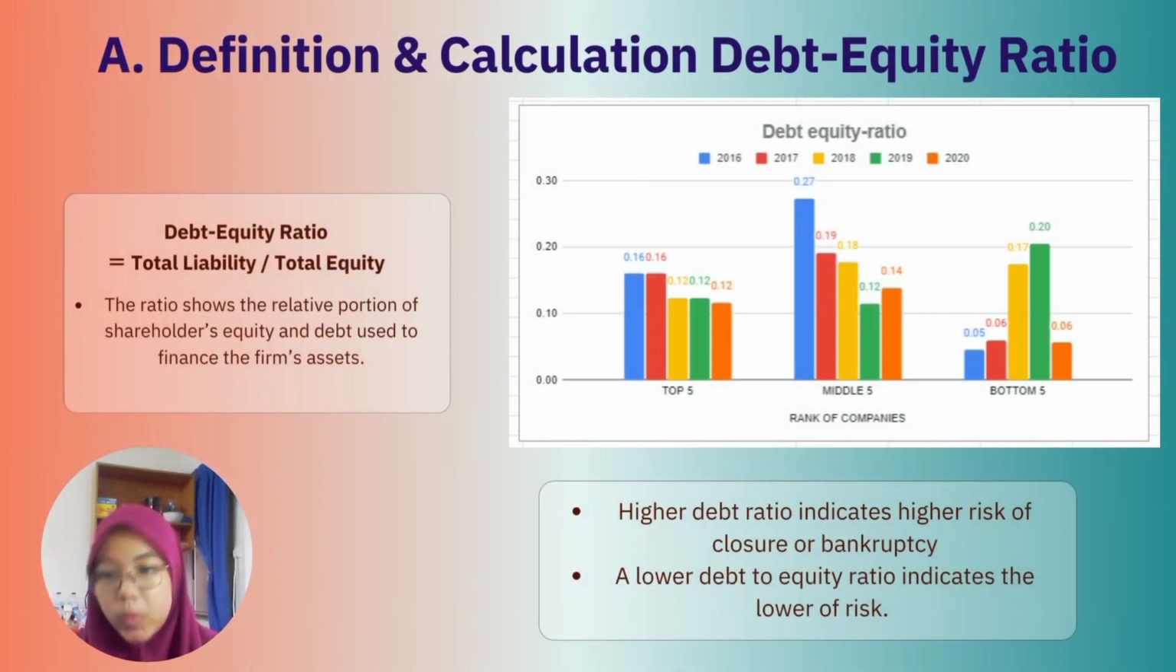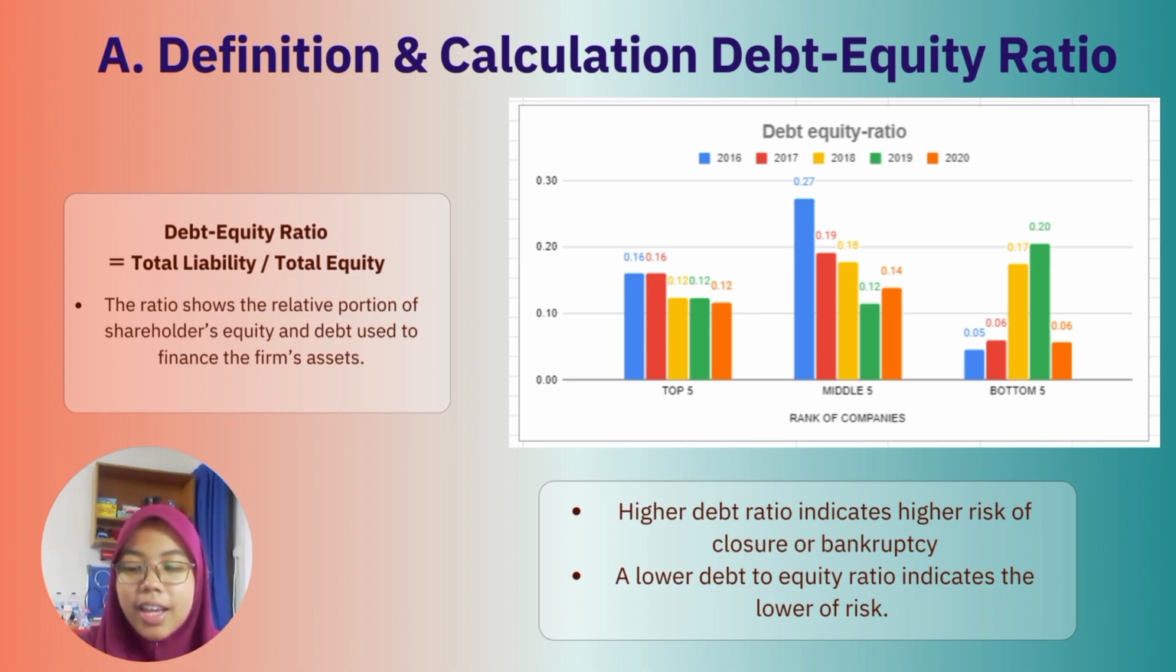Second, debt equity ratio. What can we see about the debt equity ratio? Debt equity ratio shows the relative portion of shareholder equity and debt used to finance the firm's assets. To calculate the debt equity ratio, we can use this formula: debt equity ratio is equal to total liability over total equity. Also, this total liability and total equity we can find in the annual report.